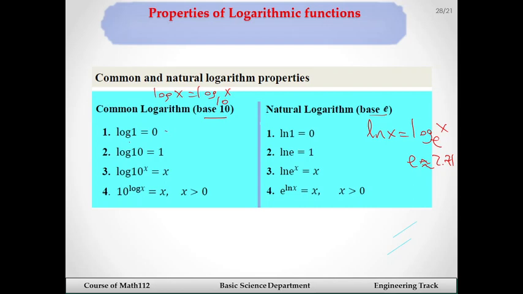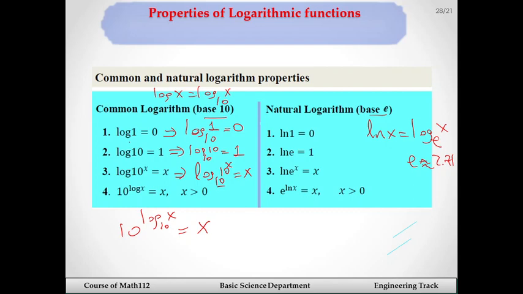Then if we apply the rules here, log base 10 of 1: which power of 10 makes 1? It's 0. And which power of 10 makes 10? It's 1, the first power. Which power of 10 is equal to 10 to the x? Of course, x. And 10 to the log x is equal directly to x. We get the same things if you apply these to e. The important ones are ln of e to the x is x, and e to the ln x is equal to x.